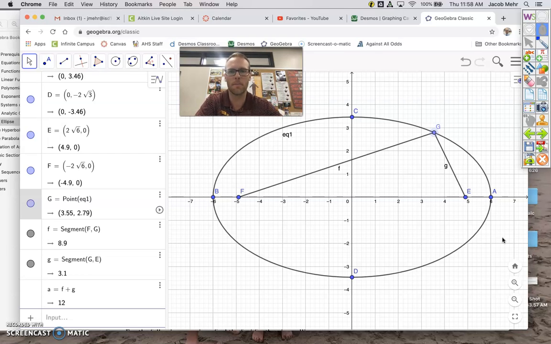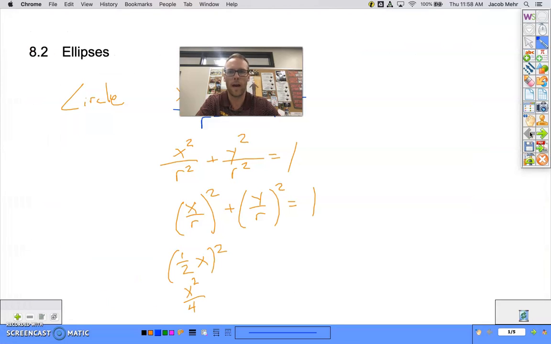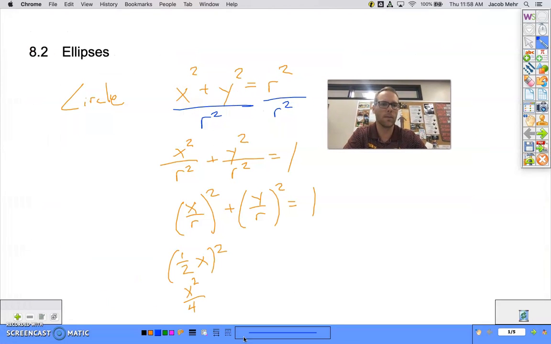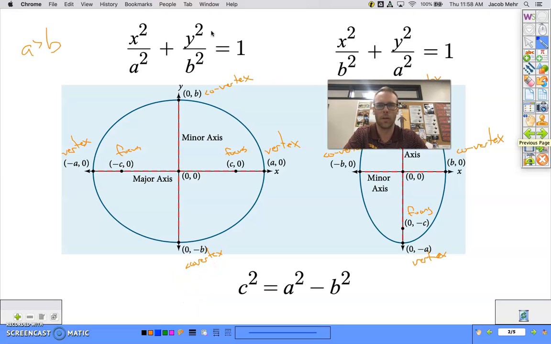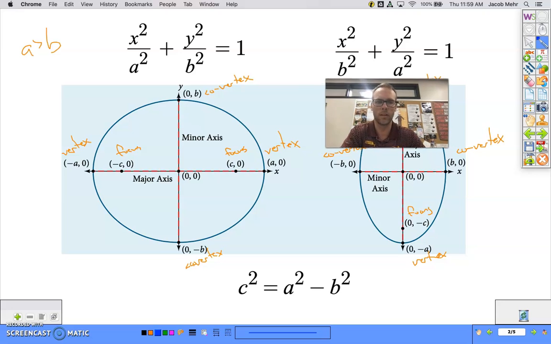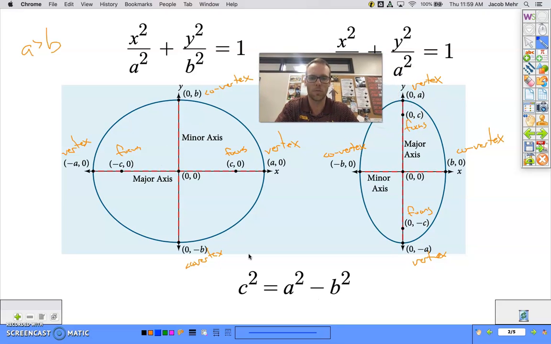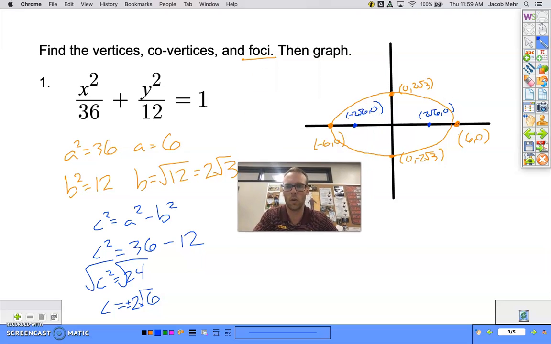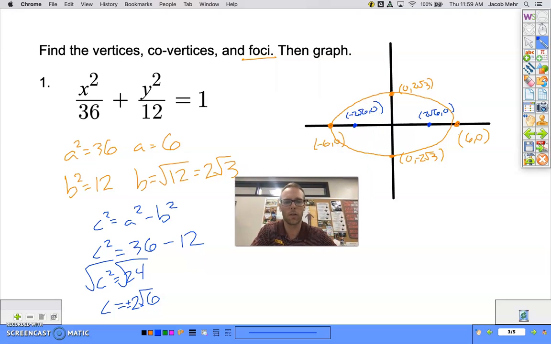So I think time's up to wrap up this video. We looked at how we derived the equation of our ellipse from a circle. Okay, we understand what the two equations could look like. Remember then that a is always bigger than b, so we have to think about, are we stretching more horizontally or more vertically? We have these new terminologies. We know the relationship between c squared, a squared, and b squared, and we did one problem. So in our next video, we're going to look at a couple more.